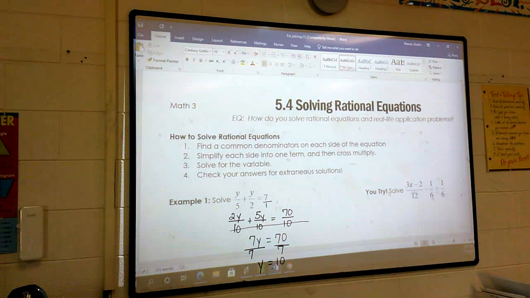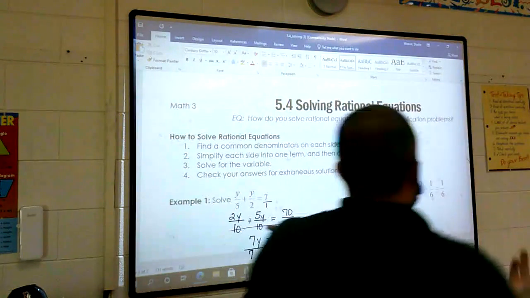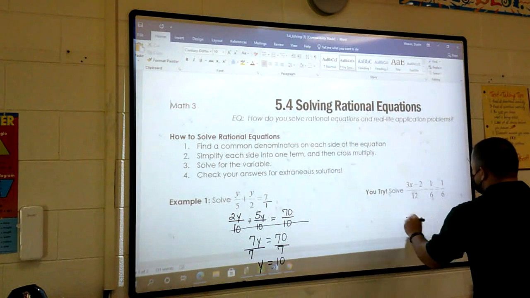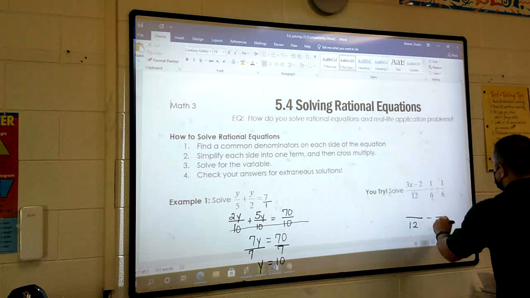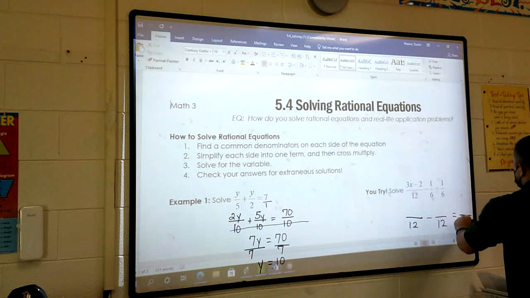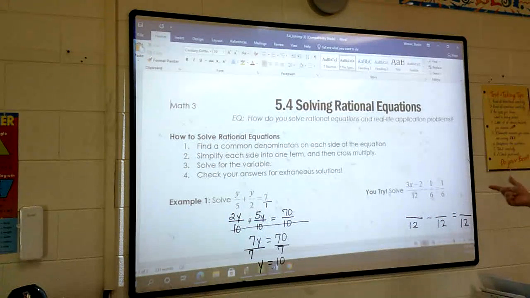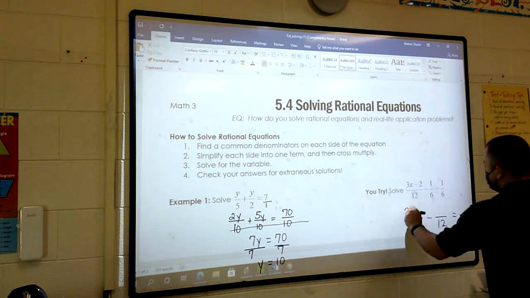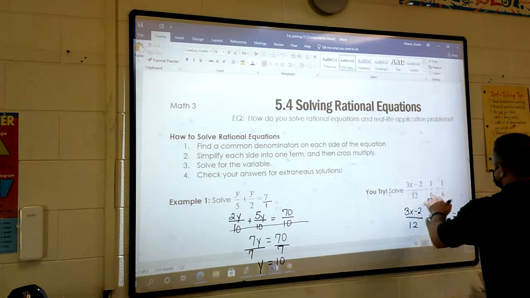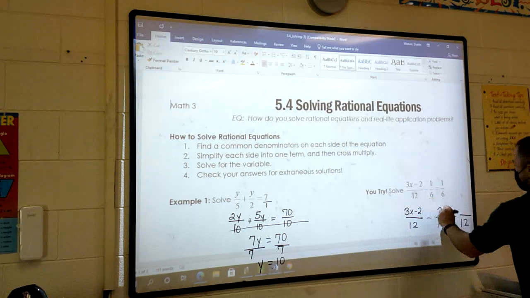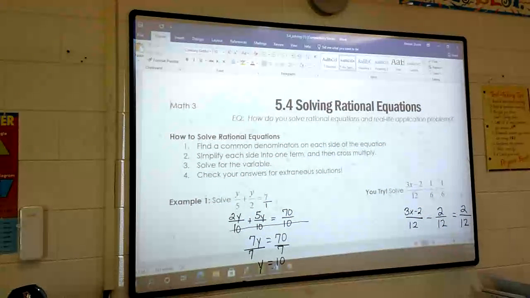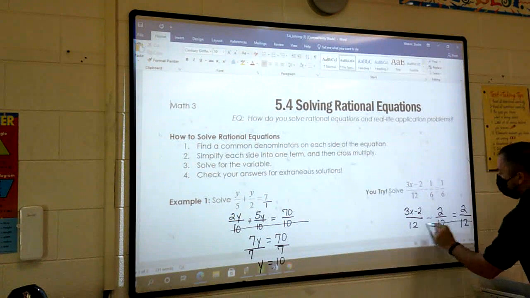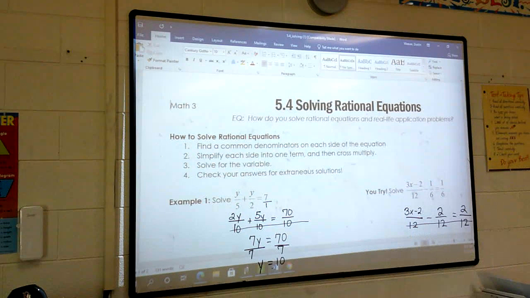In the you try problem, we want to set all those to our least common denominator. So our least common denominator is going to be 12. So we want to multiply each of those until we get to 12. Well, the first one's great: 3x minus 2 is already at 12. The second one, we would have to multiply by 2 to get to 12, and the third one, we would also have to multiply by 2 to get to 12. So now we have all 3 denominators at 12, so we can solve the problem.